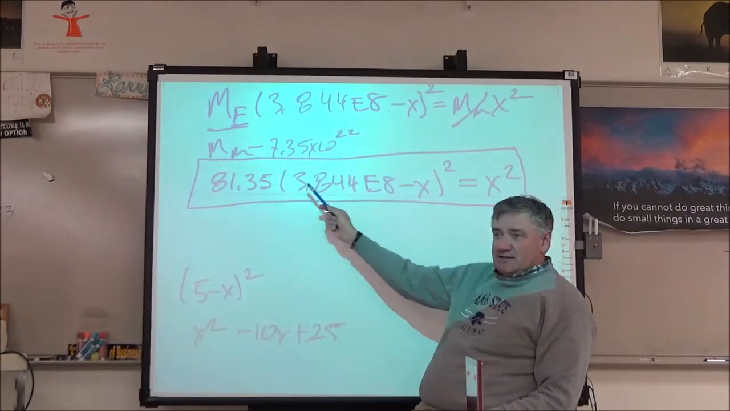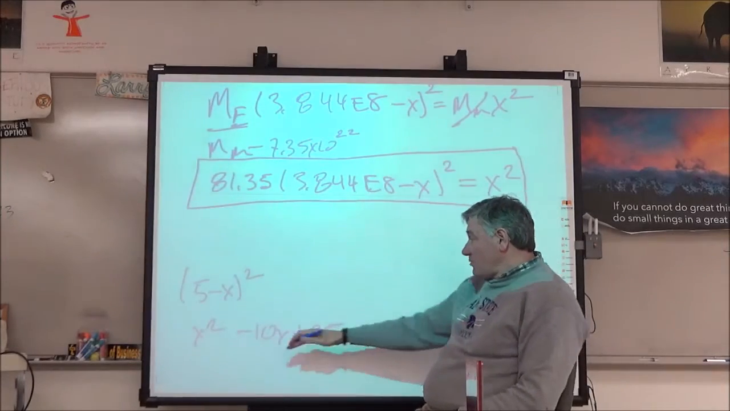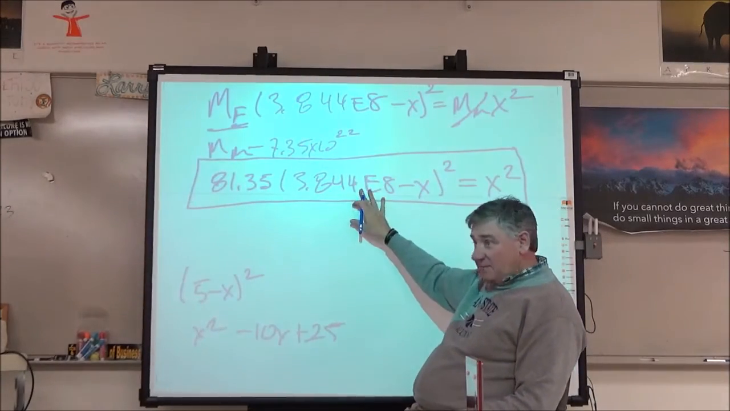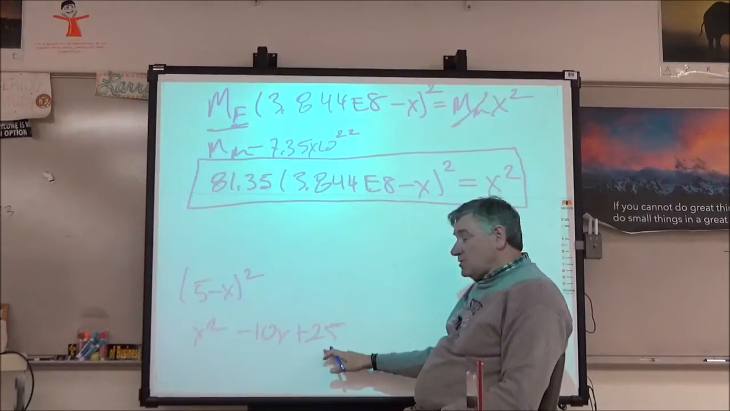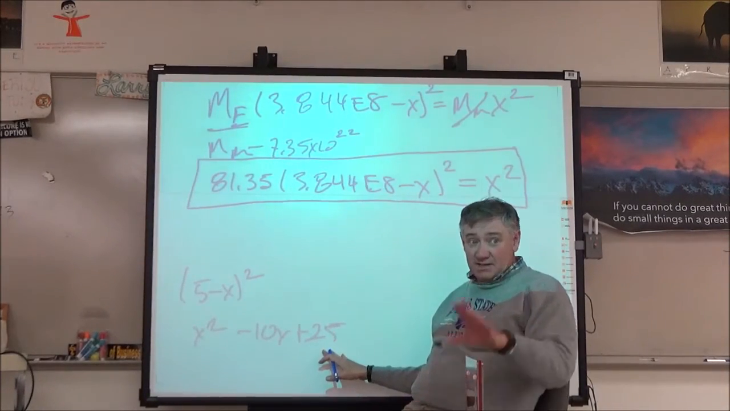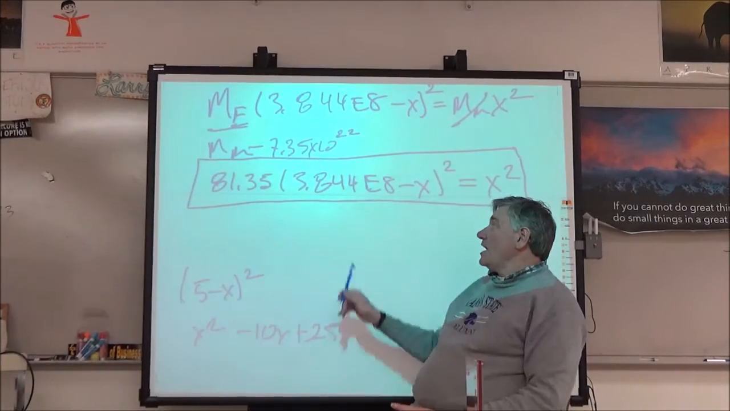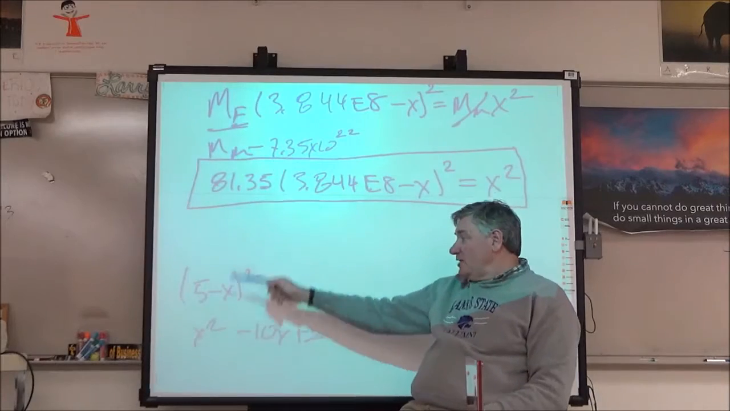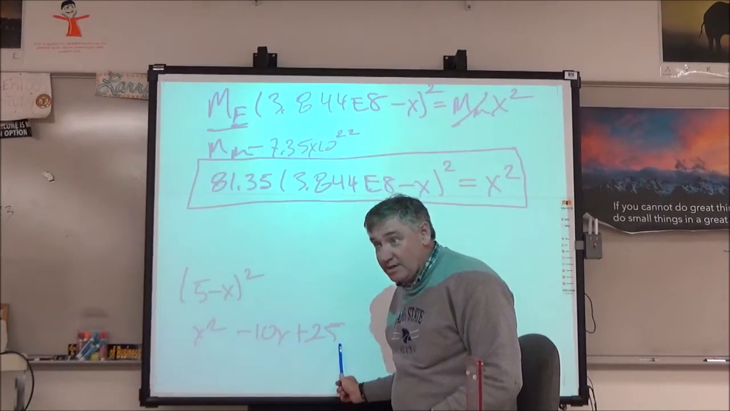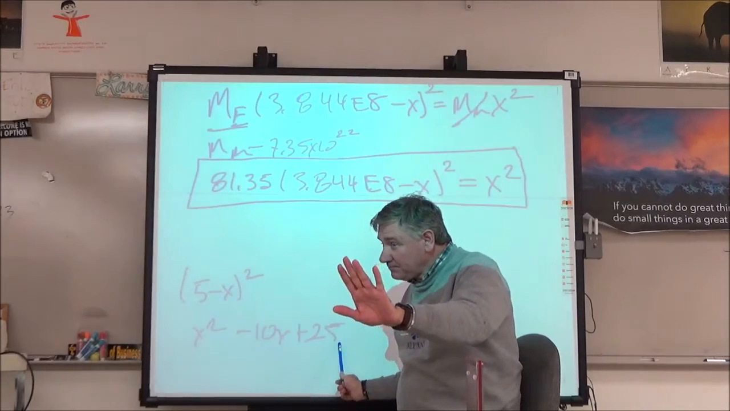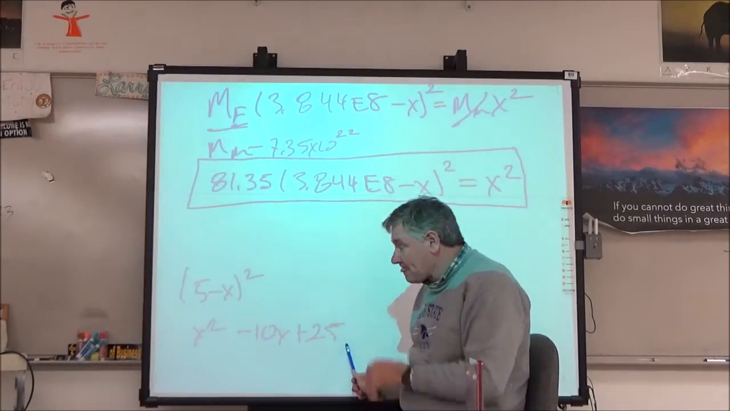You expand this binomial. So you're going to get x squared, take this times 2, that's the number in front of the x, and then square that number, that's going to get here. Same process. This is the hard way, remember? And then you're gonna distribute the 81.35 over all of that. So you gotta take 81.35 times all of that.